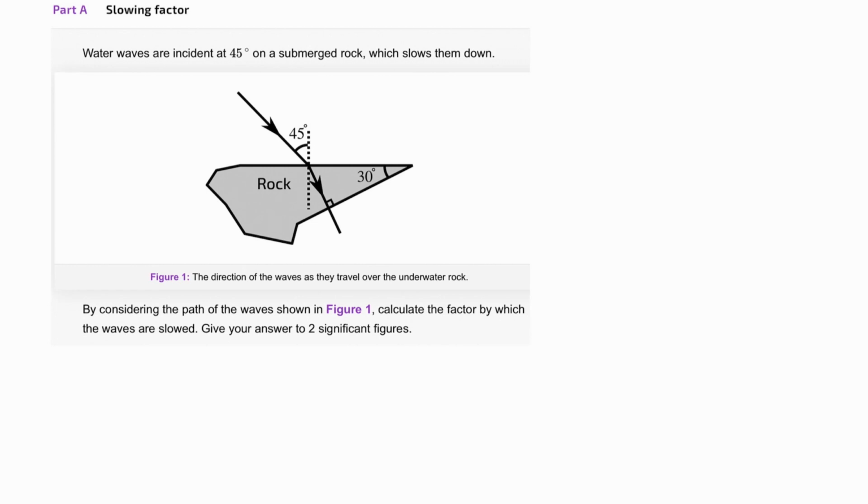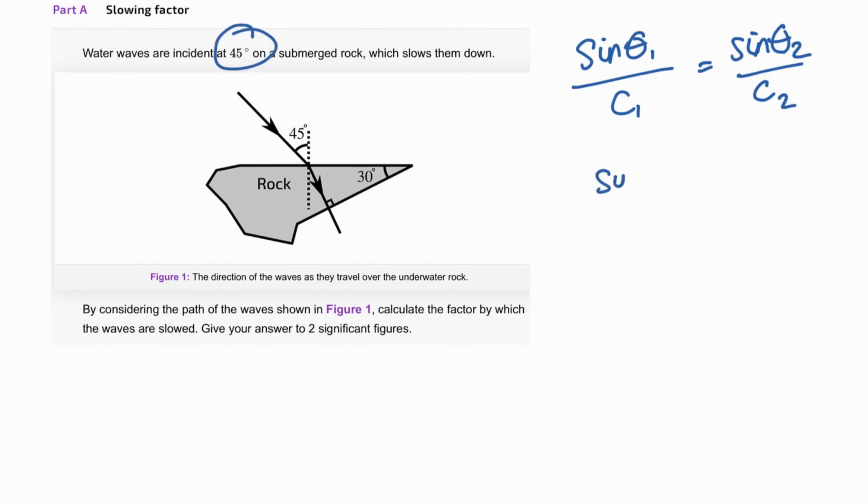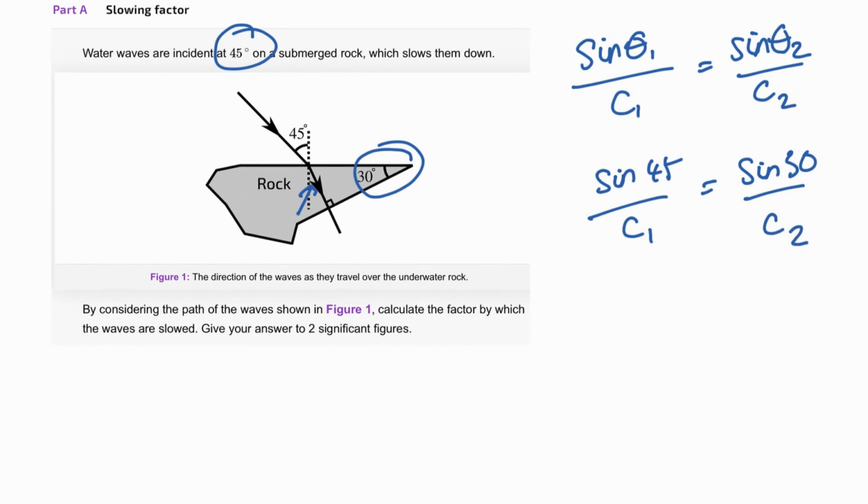So what we're going to do is use Snell's law, in the form of sine theta 1 divided by the speed of substance 1 equals sine theta 2 divided by the speed of substance 2. So we've got the angle 45, which gives us the first one, sine 45 divided by the speed C1, and we've got our angle of 30, which would also be this one here. So that would give us sine 30 over C2.